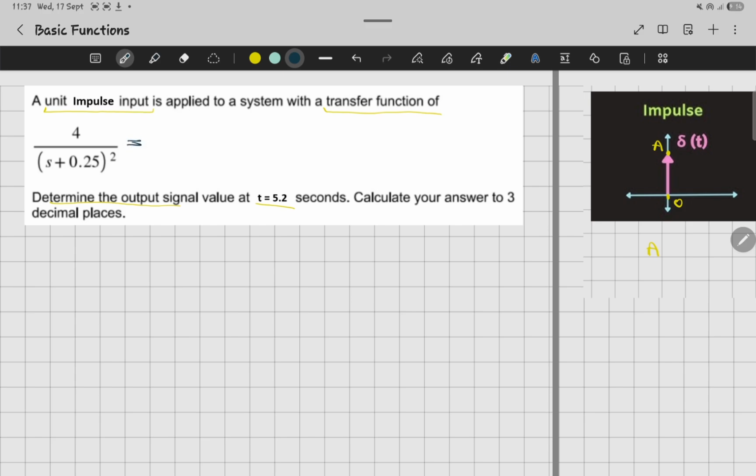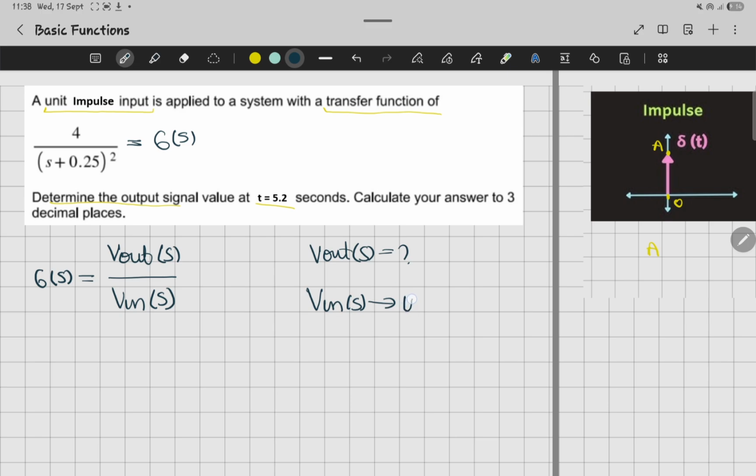So what we have here is our transfer function, and the formula for the transfer function is equal to V out of s over V in of s. We need to solve for V out first, and for V in of s, it says that it's a unit impulse.